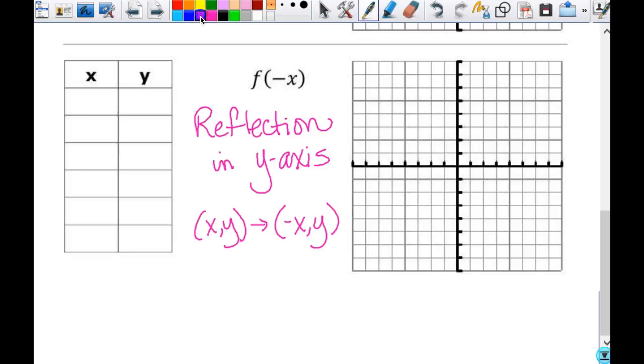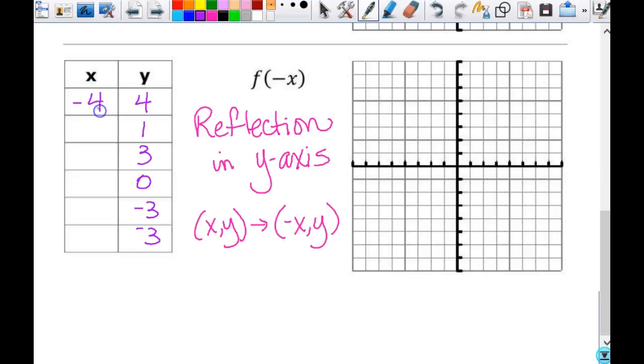So this time our y values stay the same. So our original y values that you see up there are 4, 1, 3, 0, negative 3, and negative 3. Okay, so all the y values stay the same. We just change the sign on x because we're reflecting it in the y-axis.